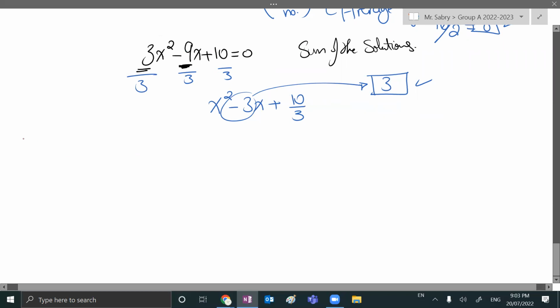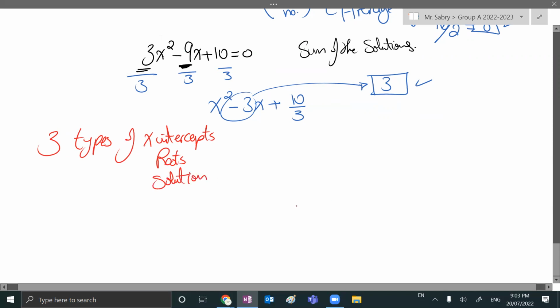Now finally, we realized that there are 3 types of x-intercepts, or there are 3 types of roots or solutions. We just agreed that these things all mean the same thing. So there are 3 types of x-intercepts, roots, solutions, zeros. They're all the same thing. What are those 3 types?